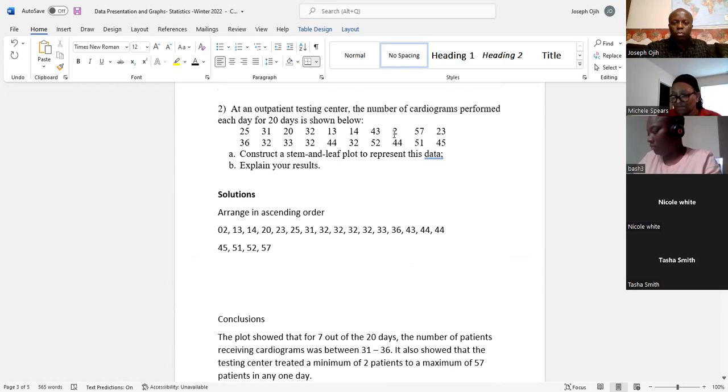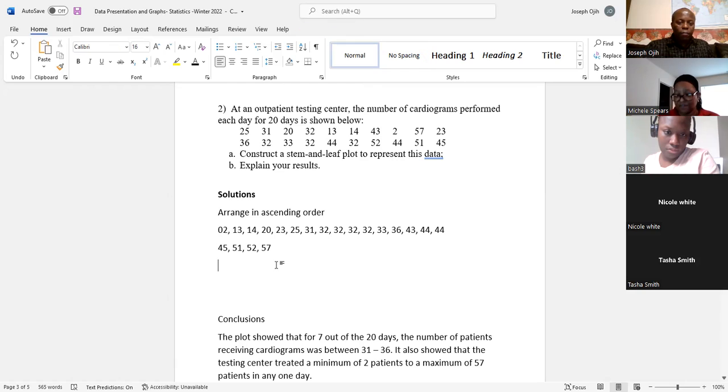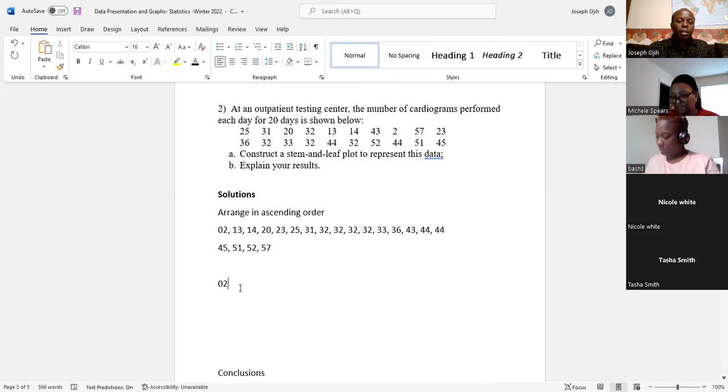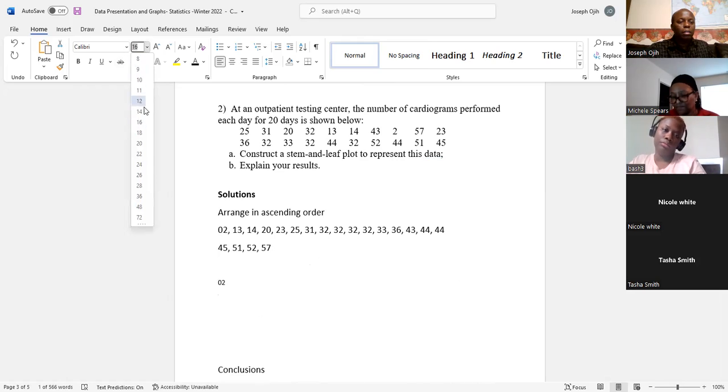Now, the smallest number here is 2. But when you look at this, you see that each of them has 2 digits, right? Am I right or wrong? You're right. So for this 2, I'm going to use 02 to make it 2 digits. Of course, you know that 02 also means 2. So now, under this 02, let's find our stem. Remember, I told you that the leaf is always the last digit. So in this case, this is our leaf.